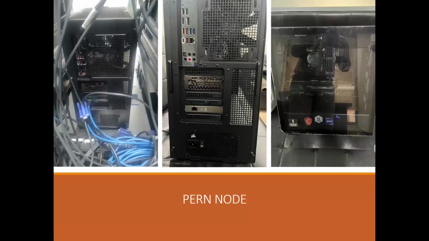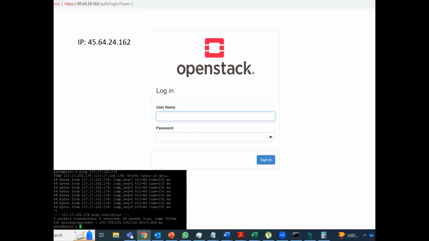This is the pictorial view of the physical deployment of the PAN node in the data center. It is deployed in the old PAN data center. All the activities have been done, the tunnel is established, services have been stored in the PAN node, and the cloud is also working. And this is the current IP address of this PAN node.